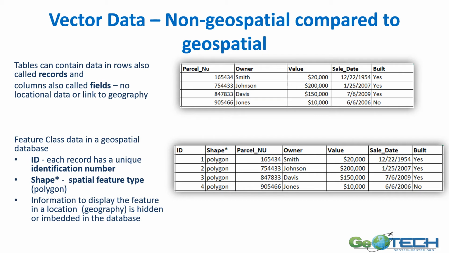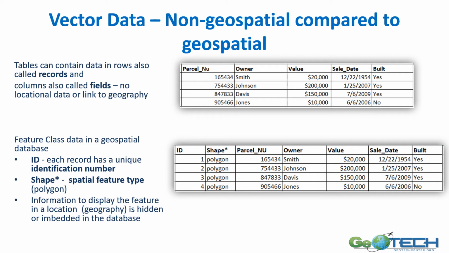So vector data is, when we look at tables of data, it's non-geospatial data tables that we're often seeing. Tables contain data in rows, also called records, and in columns called fields. But note when we look at this upper table, it doesn't have any field that we could see that would have locational information or type of entity that it represents.